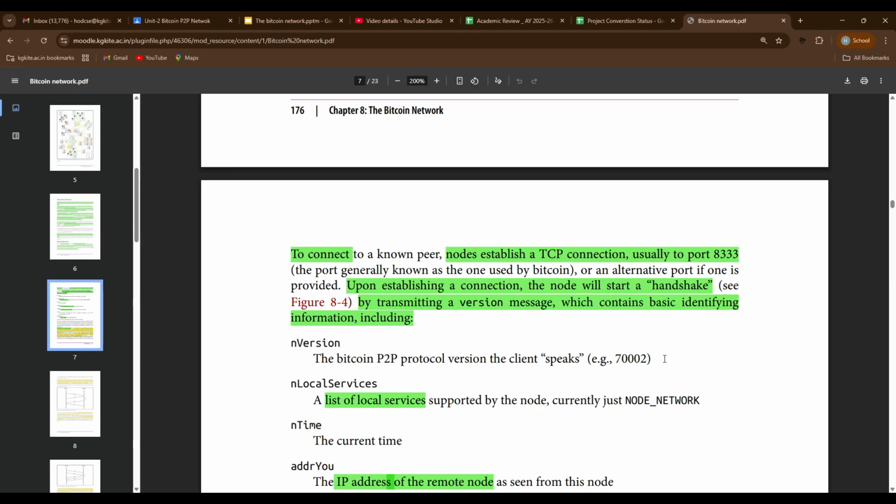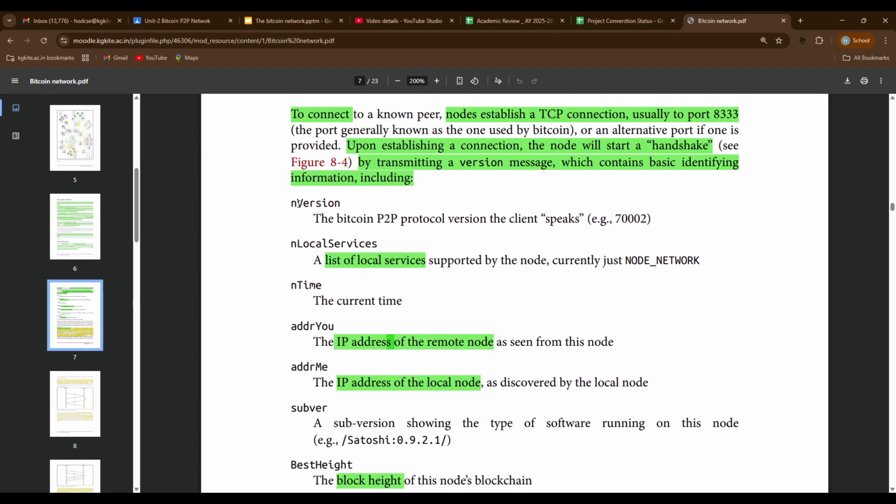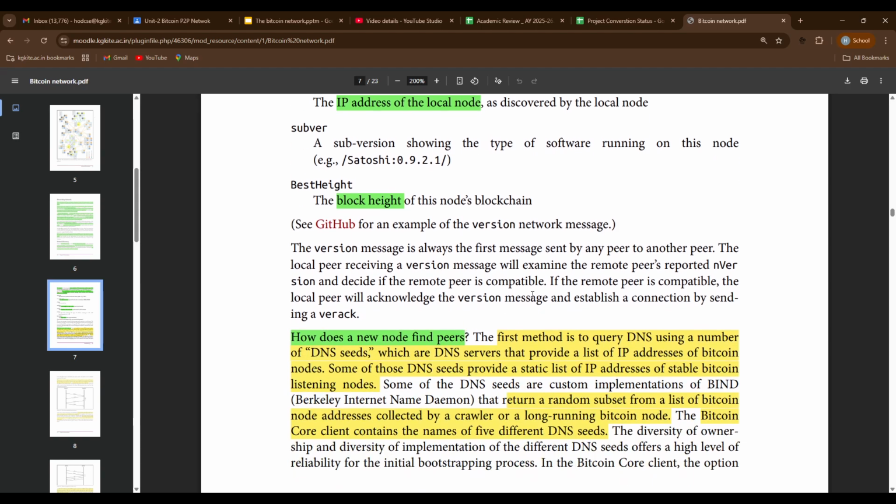I think we should have learned all this in networks. How does it start? It starts with the version message. The version message will have all this information: nVersion, nLocalServices, what services it is able to give, the time at which you are sending the request, then the address, the IP address of the local node, and the IP address of the remote node, then the subversion and the best height, the block height, right? So this will be sent.